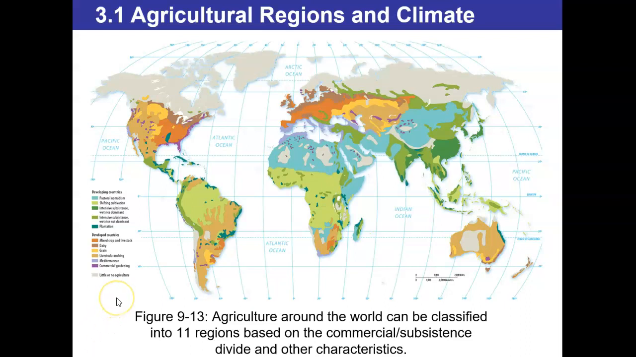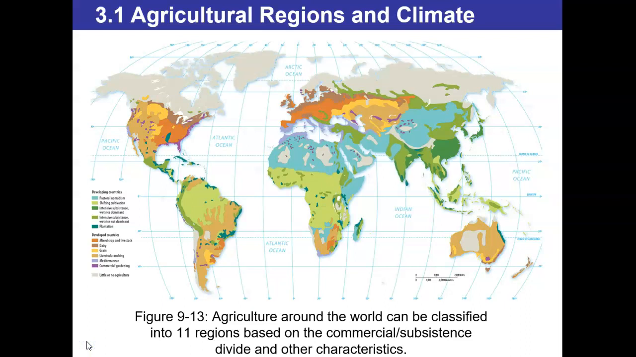You can see the type of agriculture that's more common in your developing countries in more of the greenish blue colors, and the type of agriculture that is most common in developed countries, mainly your orangey, brown, yellowish colors. Similarities between agriculture and climate are very much connected.